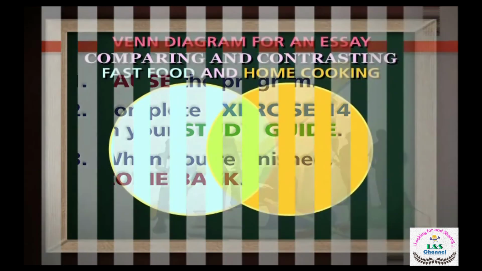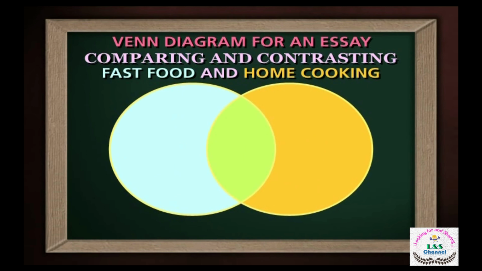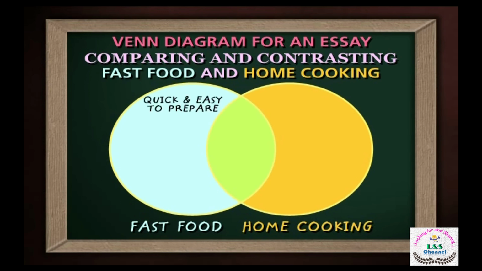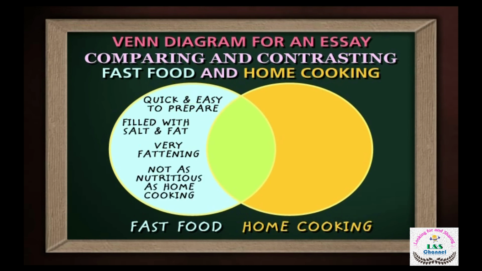Take a look at my sample Venn diagram and compare it and contrast it to your own. On the left, I wrote about fast food. On the right, I wrote about home cooking. The left circle, I said that fast food tends to be quick and easy to prepare. I said it's filled with salt and fat. I said it's very fattening, and I said it's not as nutritious as home cooking.